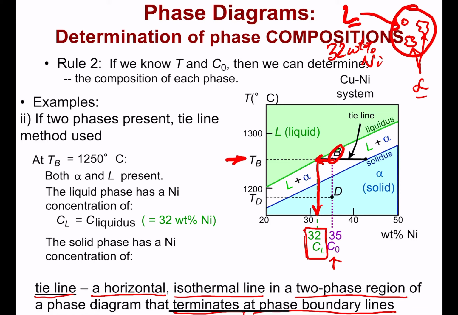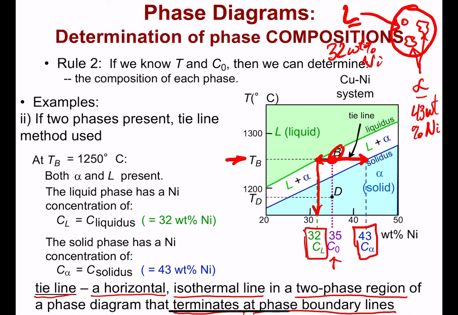Similarly, to understand how much nickel is present in the alpha particles, we'll start at point B, walk to the boundary limit, the Solidus, and then walk down to determine that coordinate. So in this case, we are at 43%. So that is the alpha particles that are present. We know they are higher in nickel content, and they are 43 weight percent nickel. The overall sum, the whole sample, all summed together is 35 weight percent nickel.